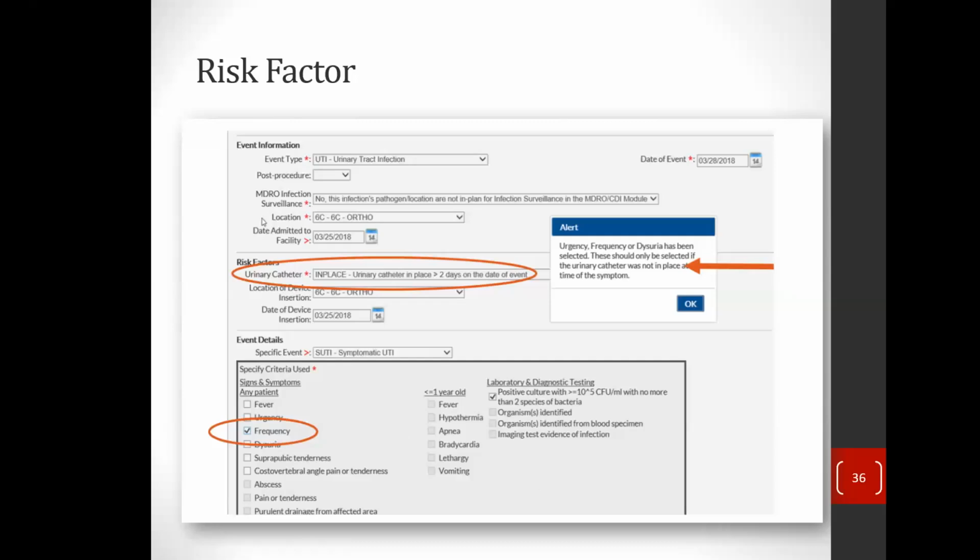You're going to get an alert that comes up and you're going to think, oh my goodness, I did something wrong. Well, you didn't do anything wrong. This is just a reminder that you can only use those symptoms whenever a catheter is removed. In your documentation, that frequency occurred after the catheter is removed. It will still allow you to enter this case. You just say, okay, yep, I know that, but this did happen this way. You would still mark frequency as your symptom and enter it as you would before.